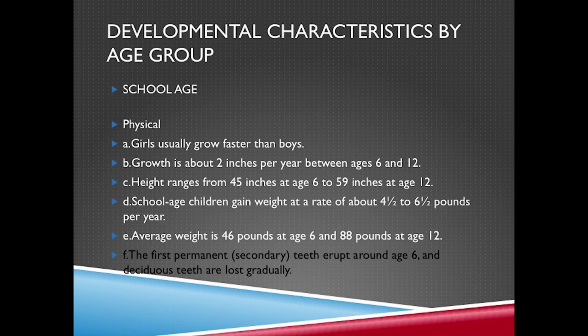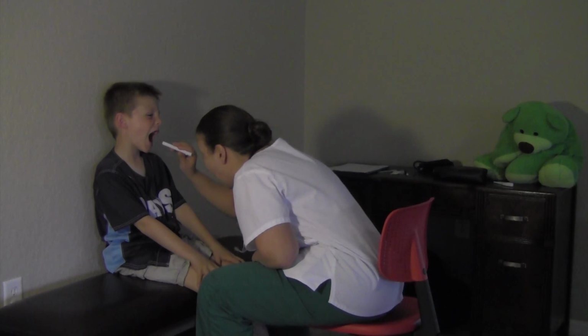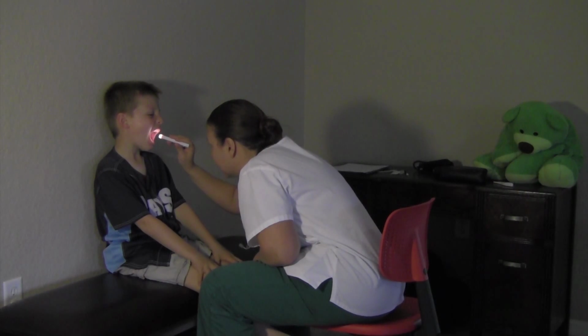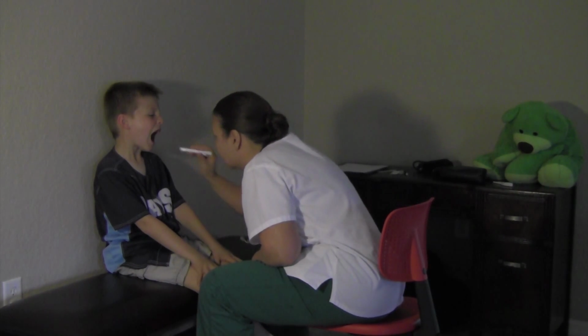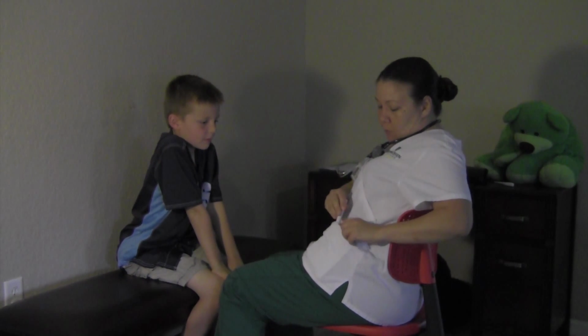As far as school age kids, girls are going to grow a lot faster than boys. Their growth in height is about 2 inches per year between the ages of 6 and 12. And school age children gain weight at a rate of about 4.5 to 6.5 pounds per year.